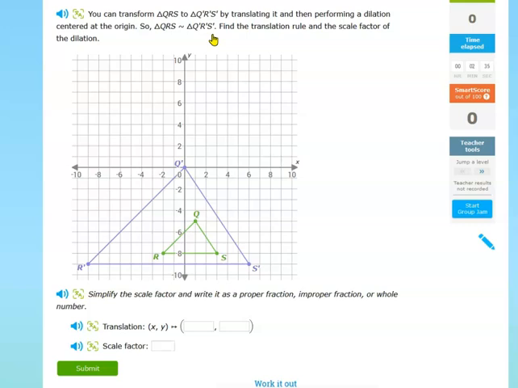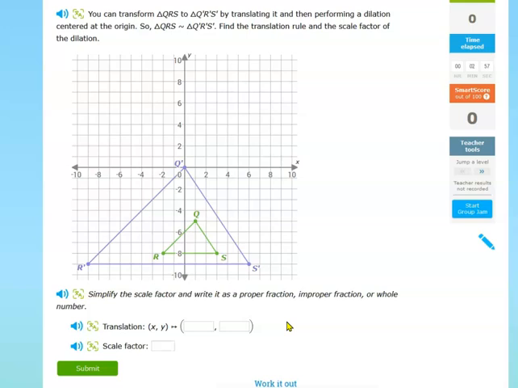This is very similar to our similarity of circles IXL from last week. We are going to be mapping one figure to the other using a translation rule that you guys are going to define. And then we're going to be determining the scale factor, and you're going to be putting those answers down here at the bottom. So this is really a two-part problem.